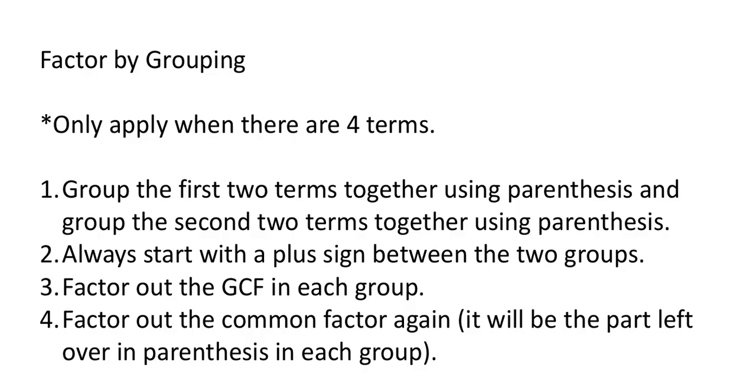All right, we have one more topic to talk about in section 4.3. It's kind of a complicated topic, but it's fully based on factoring out the greatest common factor. And this topic is called factor by grouping. You only use factor by grouping when there are 4 terms in the thing that you're trying to factor.